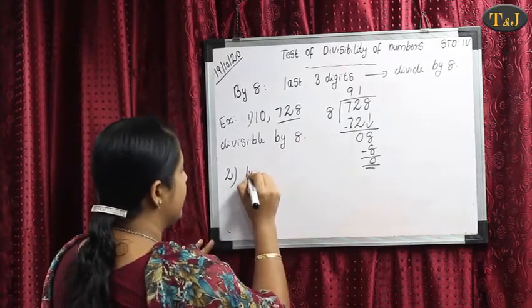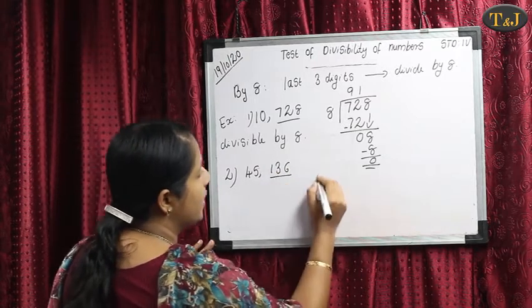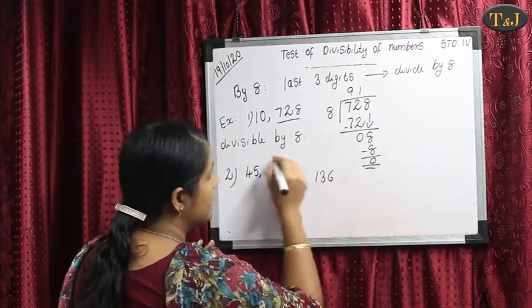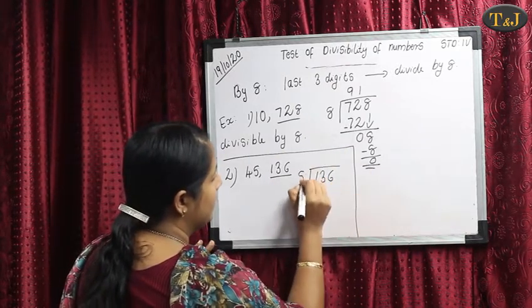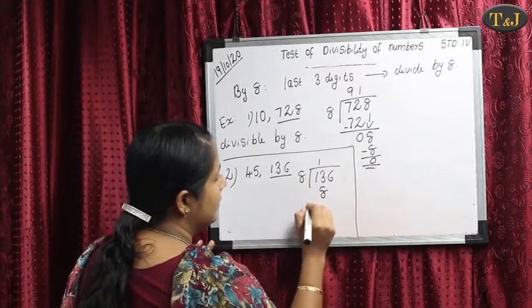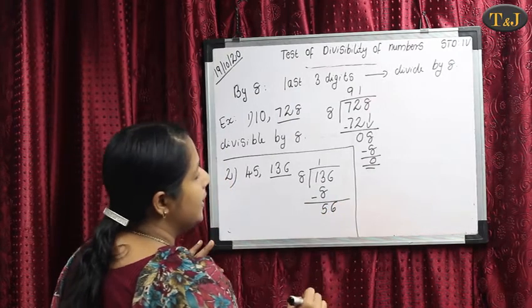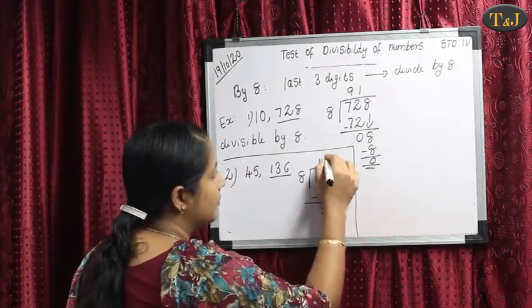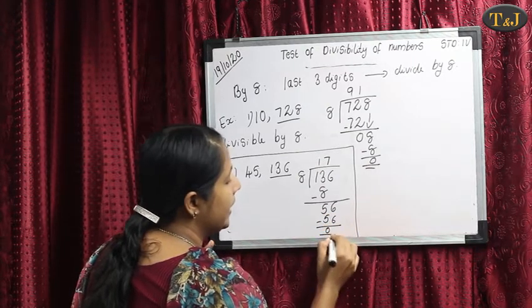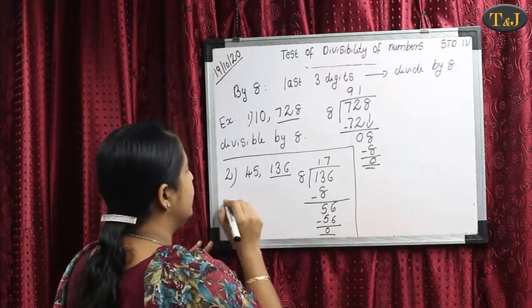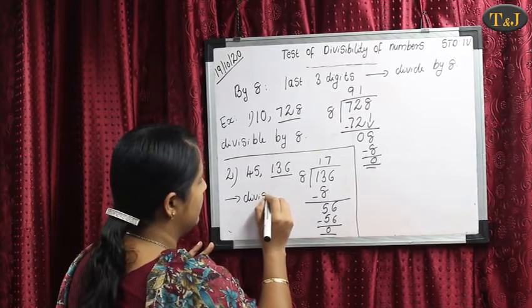Then take the number 45,136. Here the last 3 digits are 136. Then using division by 8. 1 eight is 8. Then 13 minus 8 equals 5. Then 6. Then 8 sevens are 56. Then 56 minus 56 equals 0. Again we get the remainder 0. Therefore 45,136 is divisible by the number 8.